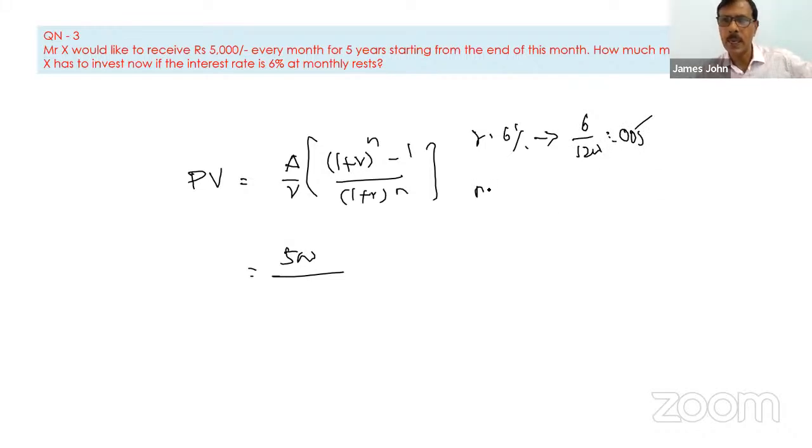0.005. And he wanted it for 5 years, which means 5 into 12, that is 60. So here the denominator will be 0.005.